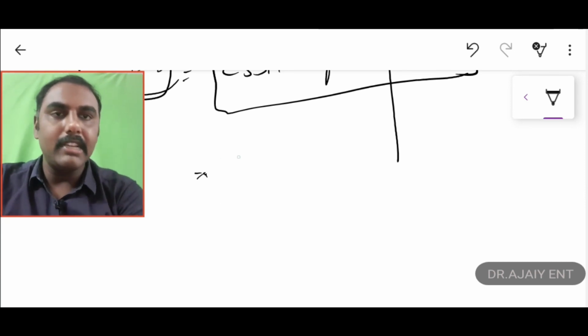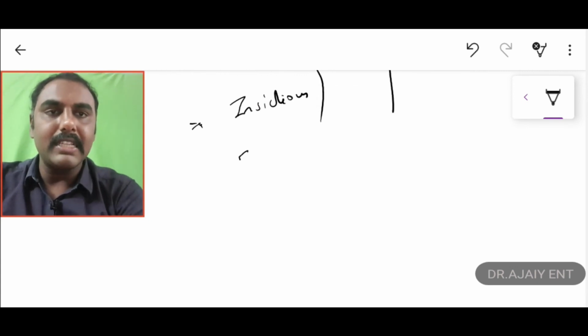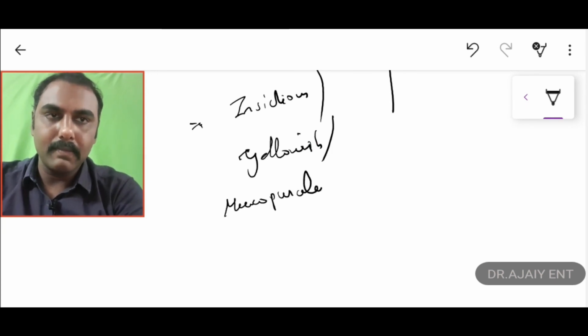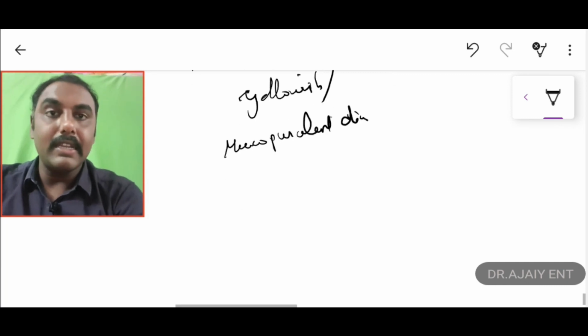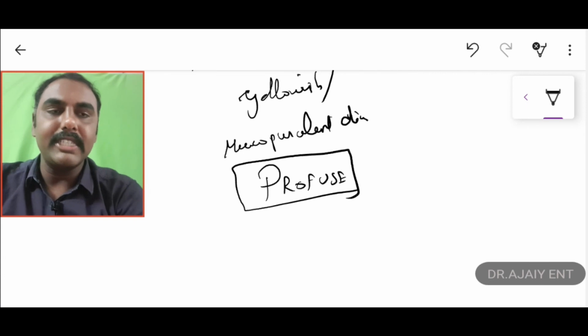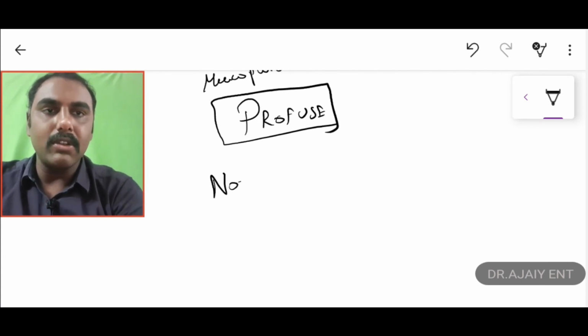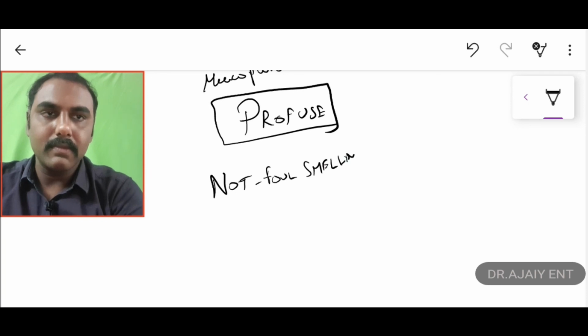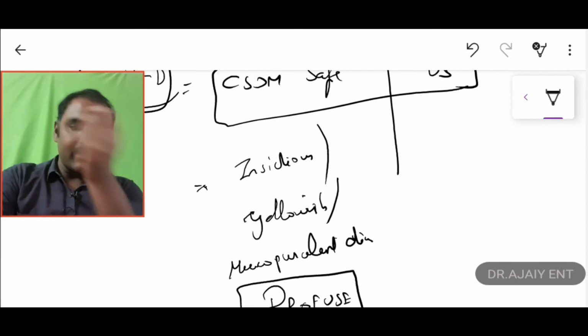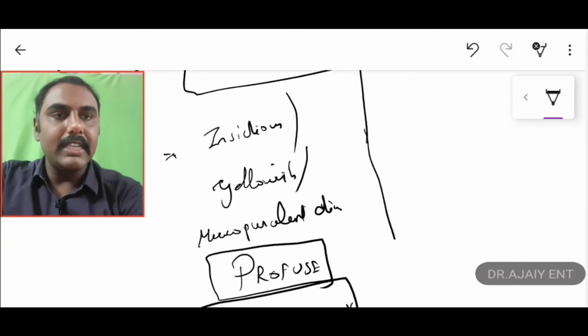So the onset will be insidious, same will be there, but insidious in onset, along with that there will be some yellowish or greenish, maybe a mucopurulent discharge, okay, and it will be a profuse one. This is very important. There will be profuse discharge, not foul smelling. So these are very, very important. So insidious, profuse ear discharge, which is very important.